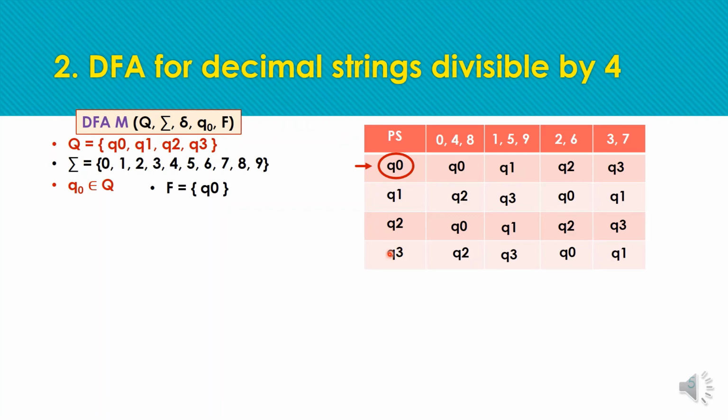So these two states are similar, and we can keep any one of these two states in our final transition table.